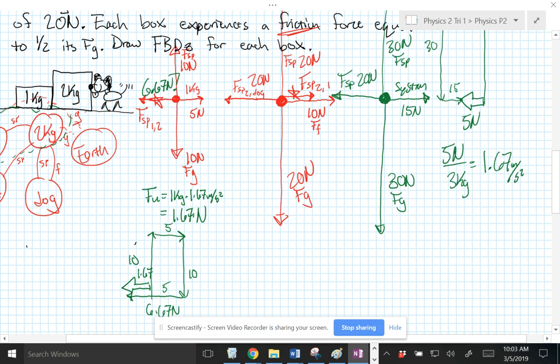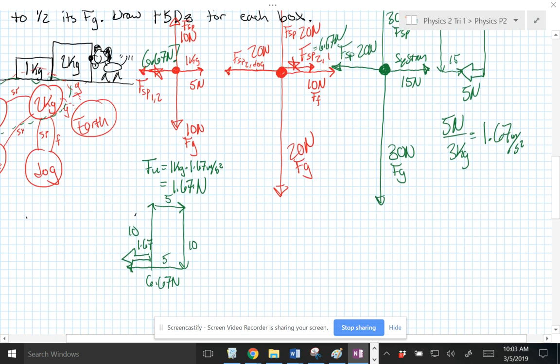So 6.67 newtons here means that this force is going to be 6.67 newtons here. All right. Now if we do a force addition diagram for this thing, I'm going to go 20 up. I'm going to go 6.67 over. I'm going to go 10 over. I'm going to go down 20. And then I'm going to go over 20.